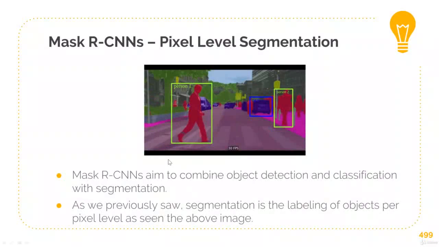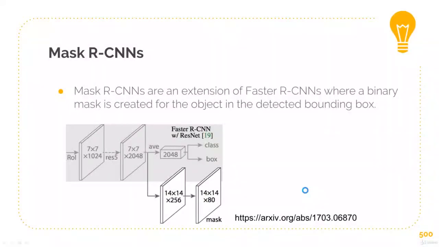So now let's move on to mask RCNNs, which is pixel level segmentation. Mask RCNNs aim to combine object detection and classification with segmentation. As we previously saw, segmentation is the labeling of objects at the pixel level, as we can see in the above image. So how do mask RCNNs work?